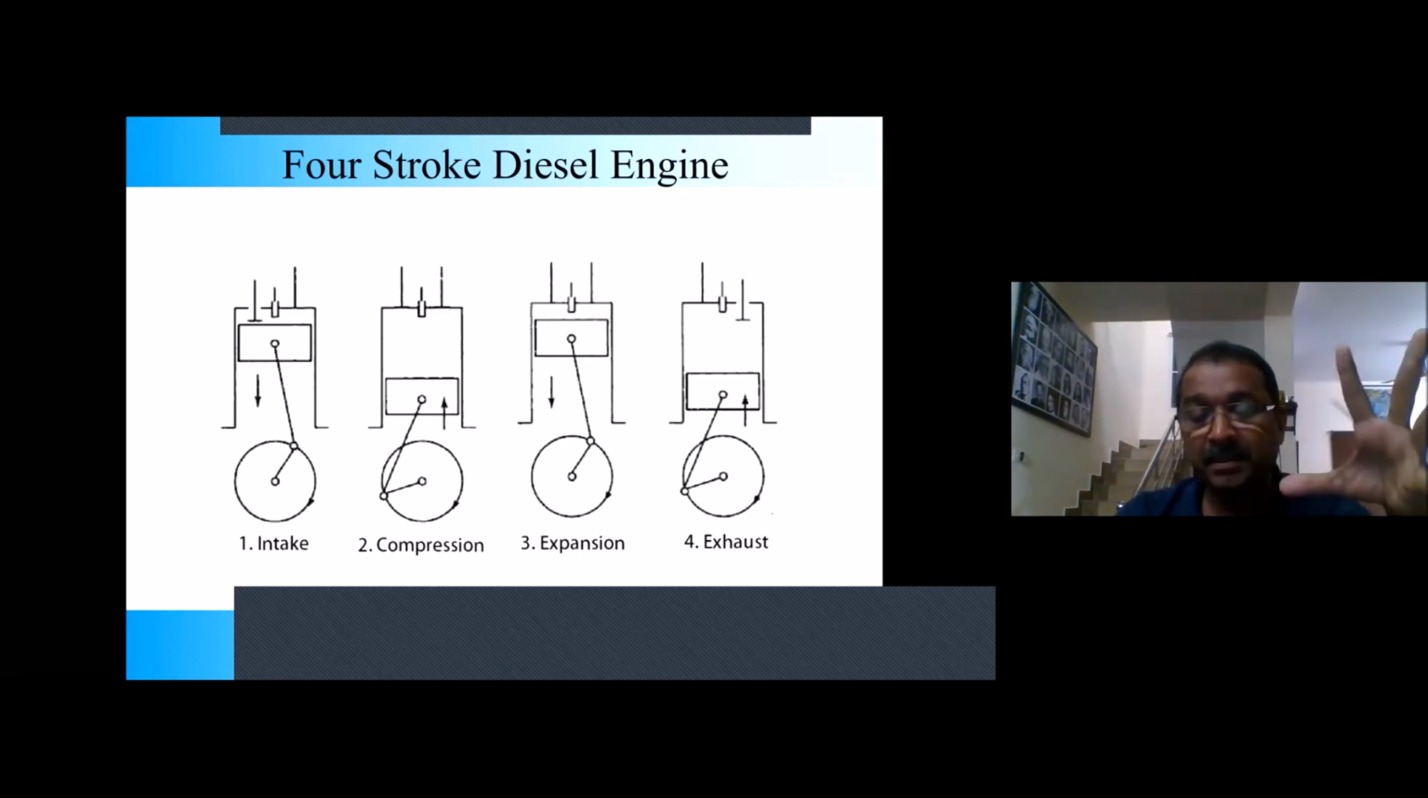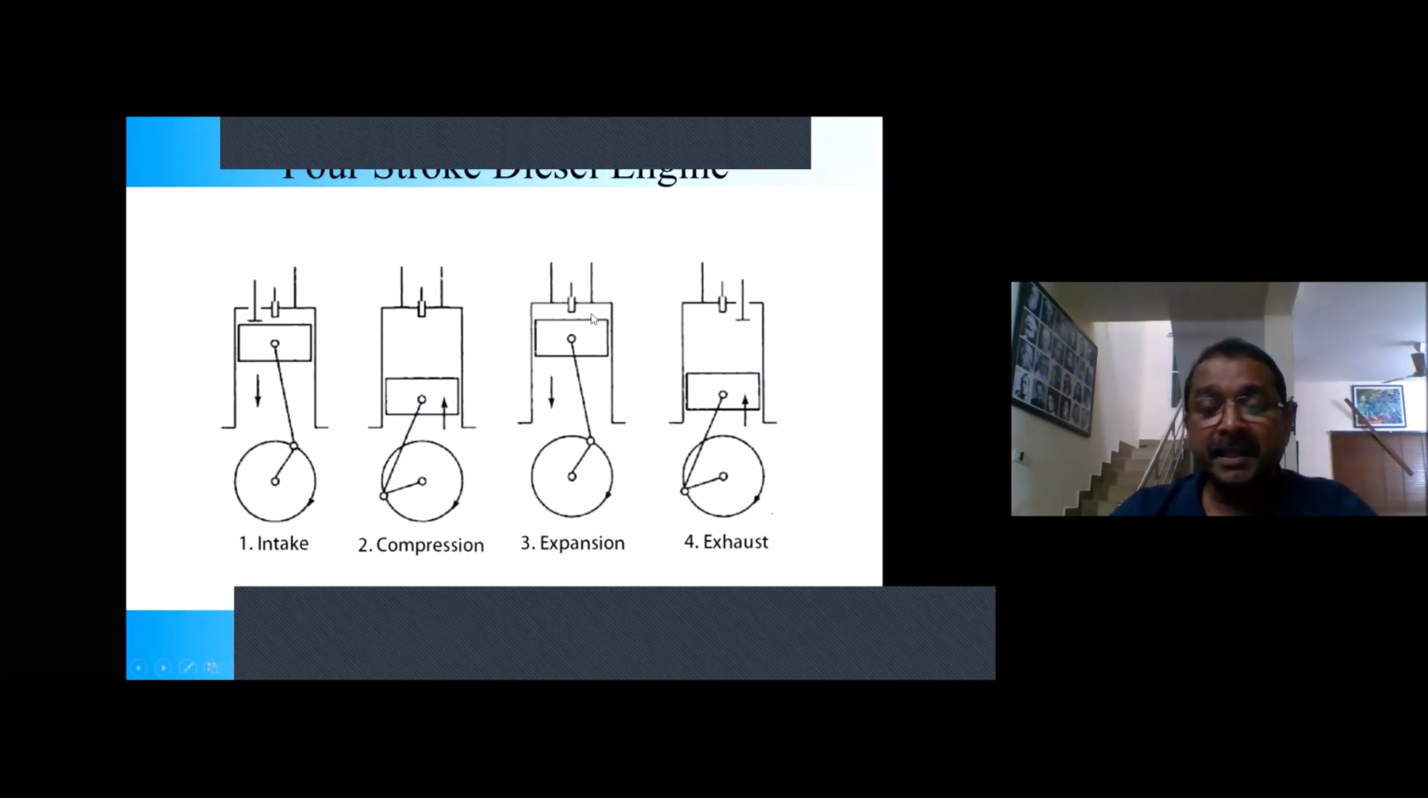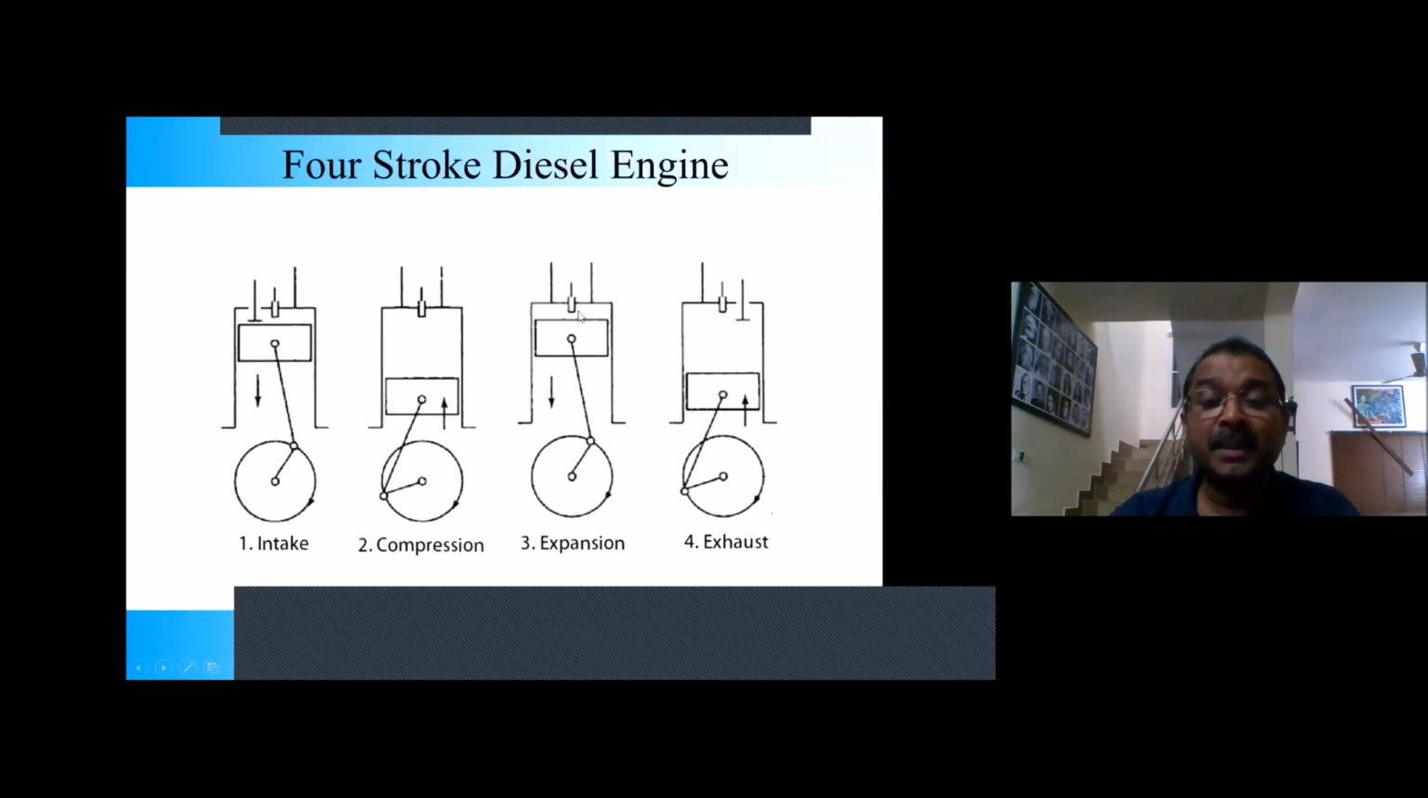It will burn, and the air inside will expand, or energy will be released, and this time the expanding air will push the piston downwards to bottom dead center. Okay, this is the power stroke. Engine is delivering power to you.